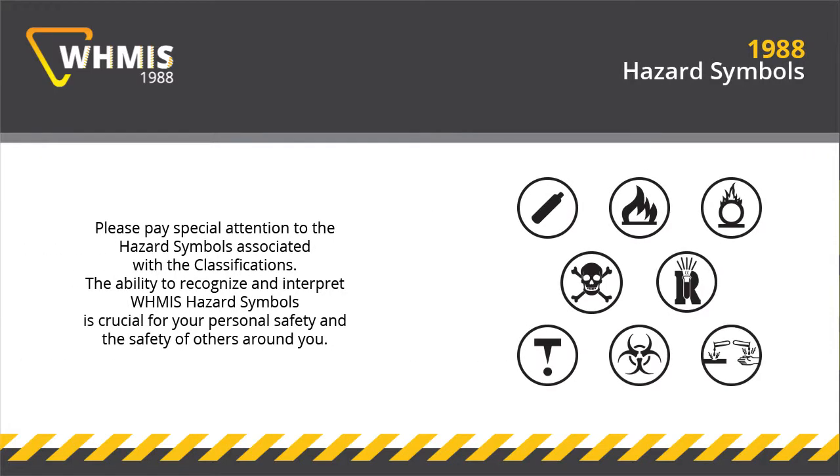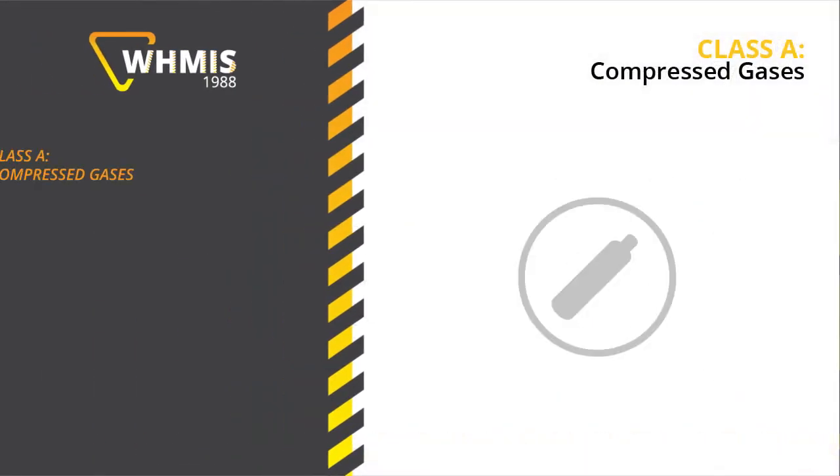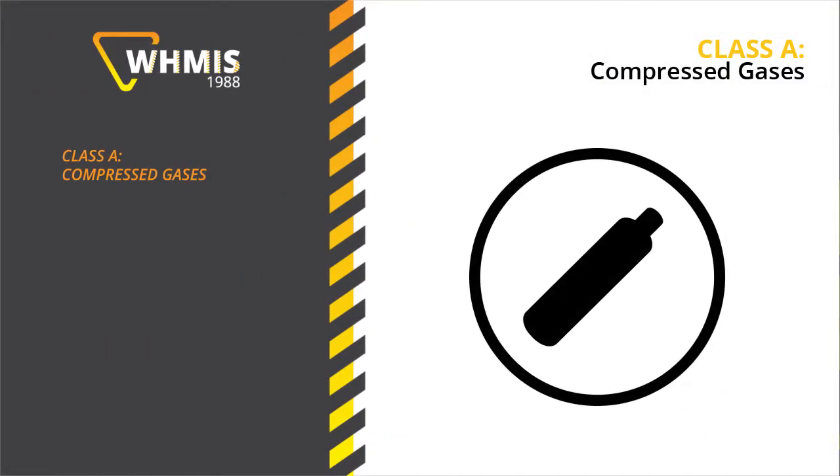Please pay special attention to the hazard symbols associated with the classifications. The ability to recognize and interpret WHMIS hazard symbols is crucial for your personal safety and the safety of others around you. The first classification is Class A. Compressed gases, which includes liquefied gases, non-liquefied gases, and dissolved gases. The hazard symbol is a cylinder or container of compressed gas surrounded by a circle.